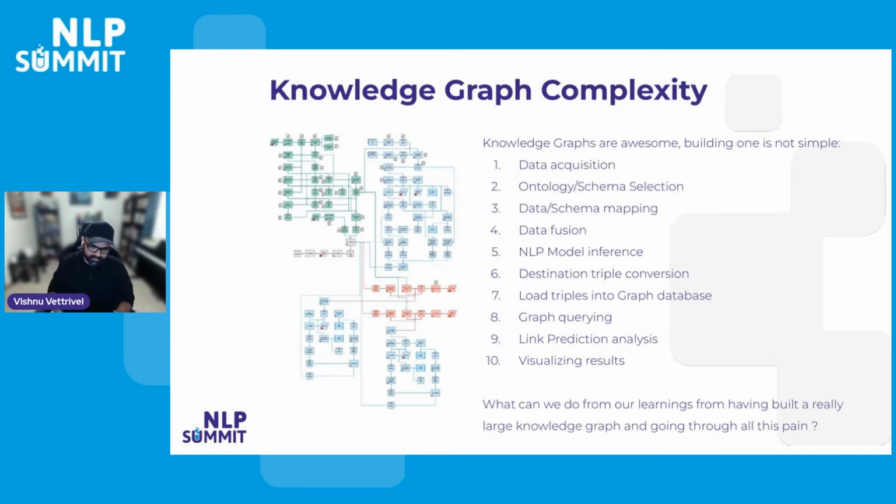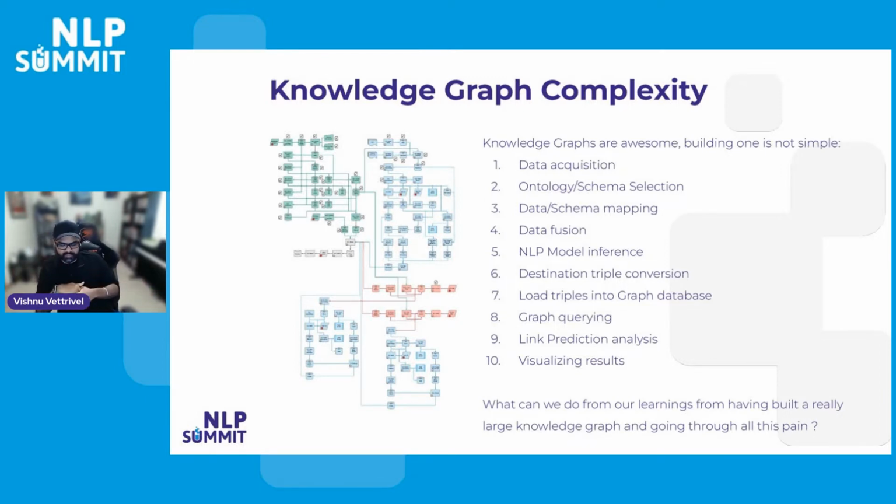It involves data acquisition, schema selection, data mapping, fusion, NLP, of course, converting the triples into the right format, loading it into a graph database. We actually use Neptune internally for our things, and then we have to do graph querying, link prediction, but by the way, it's a completely different library we have to use to do link prediction, and of course visualization and querying and all the other stuff.